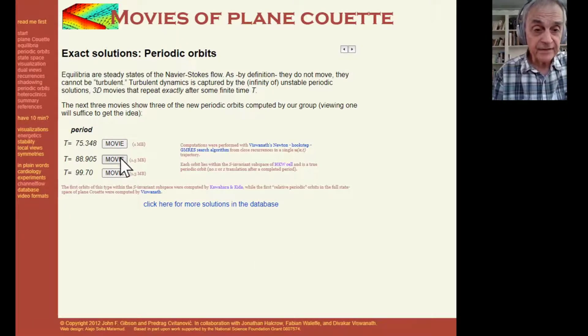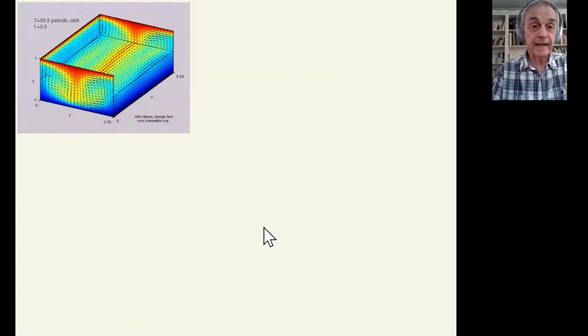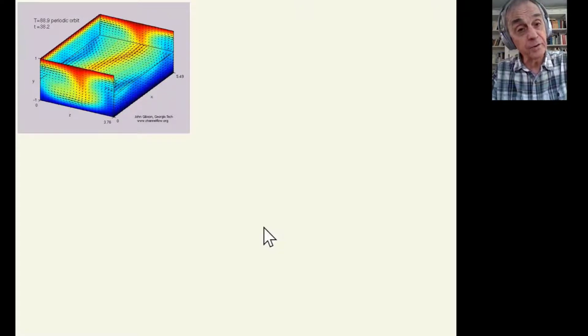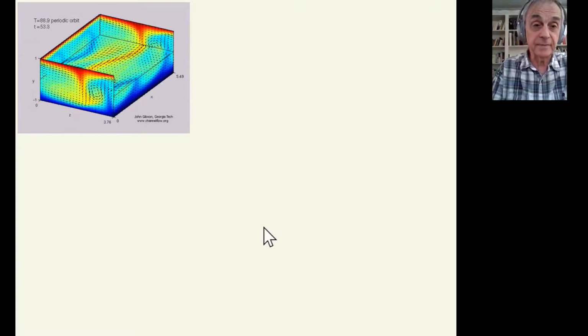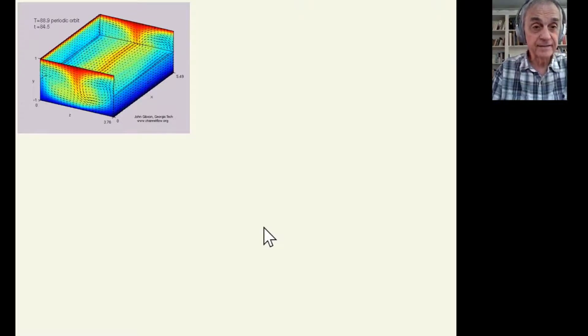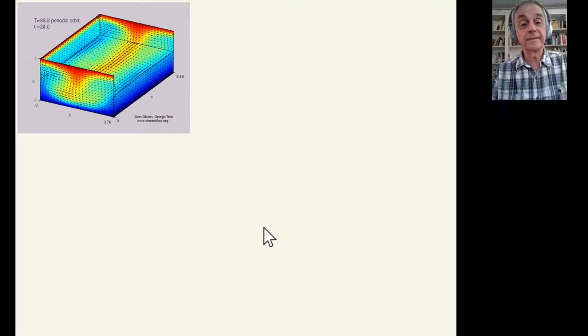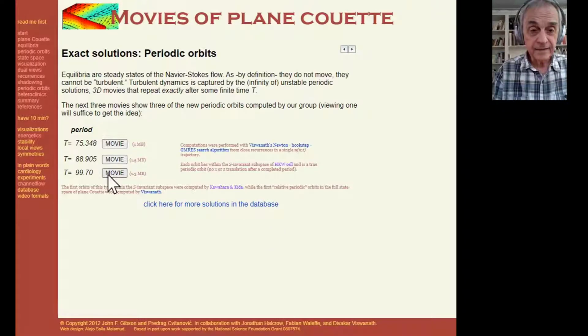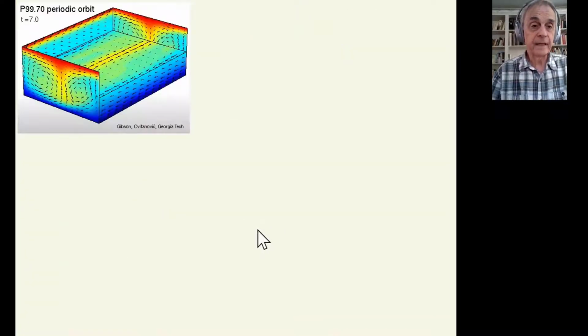But then it turns out there's another one. Again, we know it's different, but to you it might look like a typical turbulent thing. And you can see it's doing something slightly different. And after 88.9 units of time, it comes back. And there is another one.